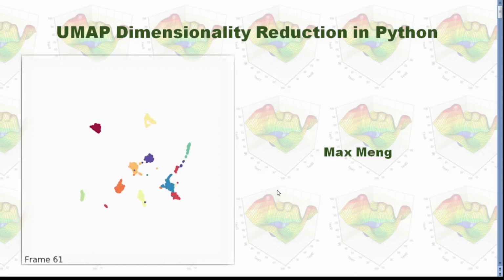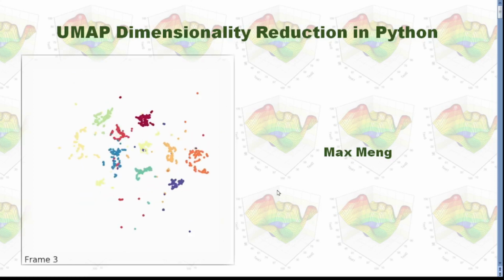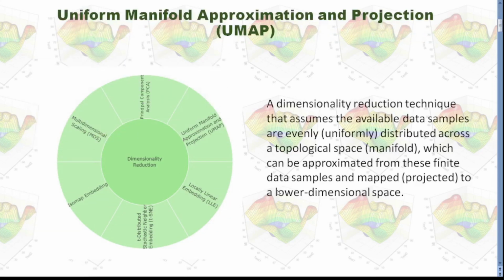This time, I'm going to talk about UMAP dimensionality reduction in Python. UMAP is an acronym for Uniform Manifold Approximation and Projection, and it is a dimensionality reduction technique. There are many dimensionality reduction techniques.